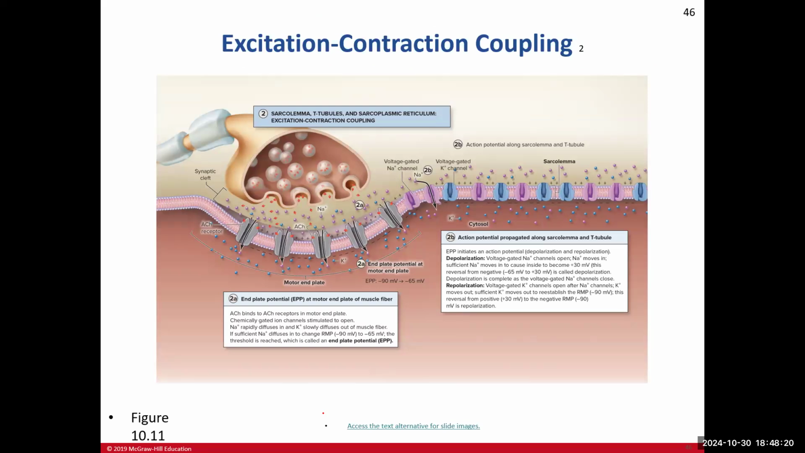So that's what we're seeing here. This is figure 10.11. I've already discussed all these different steps. At this point, we're creating the end plate potential in the motor end plate. If we get enough of a change in that resting membrane potential of -90, we're looking for our threshold value of -65. If it reaches the first voltage-gated sodium channel on the sarcolemma, game on. Then we generate our action potential, and these gates start opening up like dominoes falling down sequentially. That's followed by the opening of the voltage-gated potassium channels.